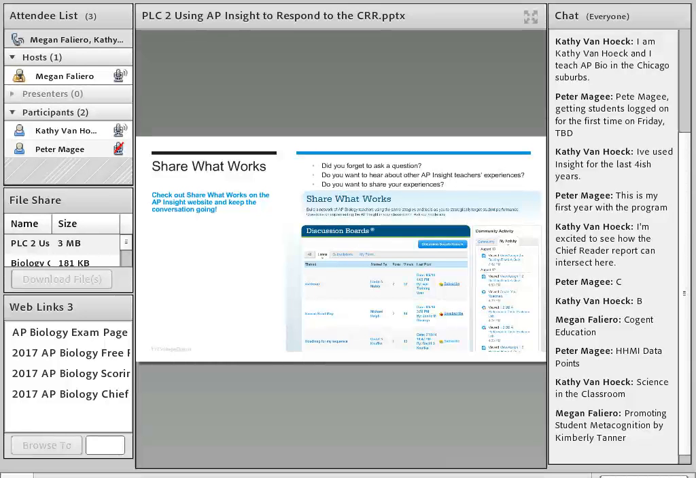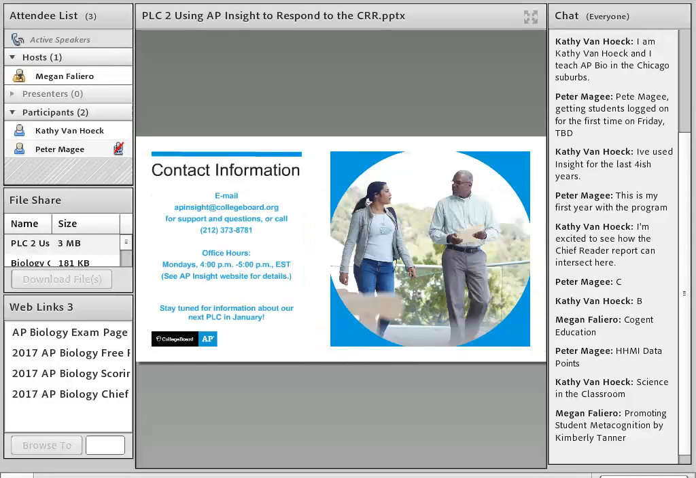The last part of AP Insight, not specific to the Chief Reader Report, is Share What Works. I did mention earlier that I took a next steps guide and streamlined it into a little graphic organizer, and I put it on Share What Works. This is the discussion board for AP Insight. If you have a question, pop it on there. There's a place where you can ask the moderator questions. These are specific to just AP Insight teachers, so this is a chance for you to ask questions about the program or share your successes. So I encourage you to use Share What Works.